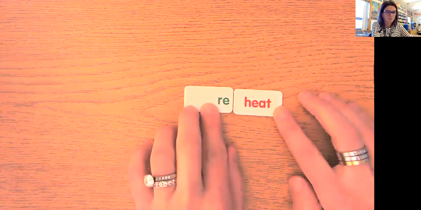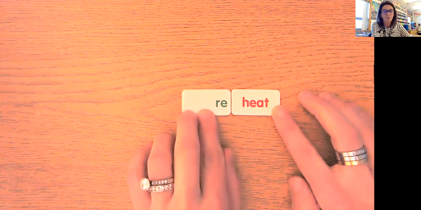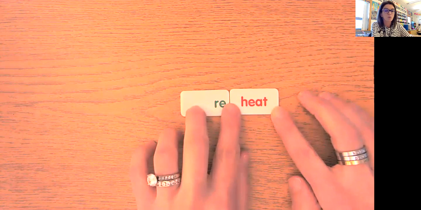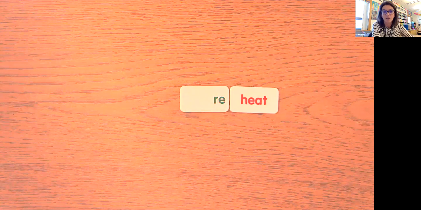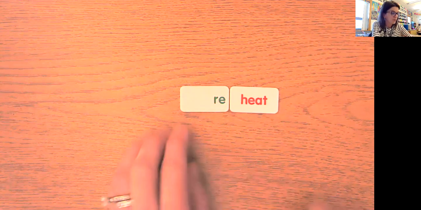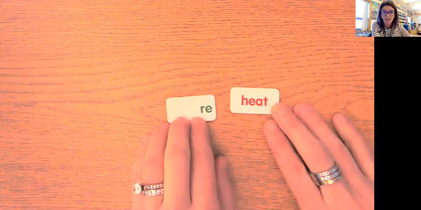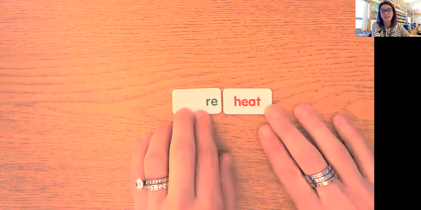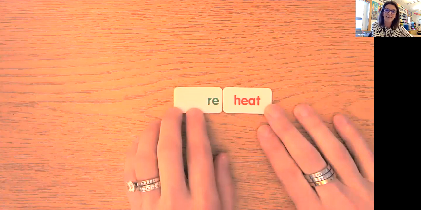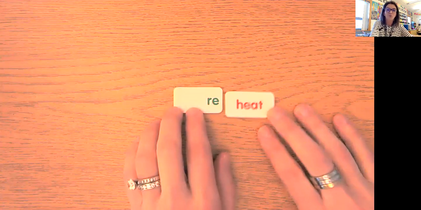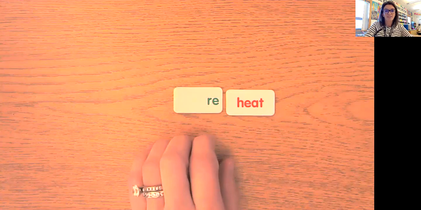Heat. If we add the prefix re, it becomes reheat. Maybe you make a dinner and it's nice and warm, and one of your parents wasn't home yet from work, so they couldn't eat it while it was warm. Then when they came home a little later, they had to reheat it. Think what that means. They had to heat it again. So when we add the prefix re to a word, it gives it the meaning again.